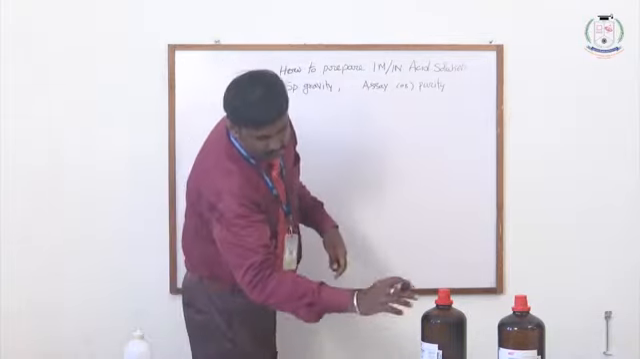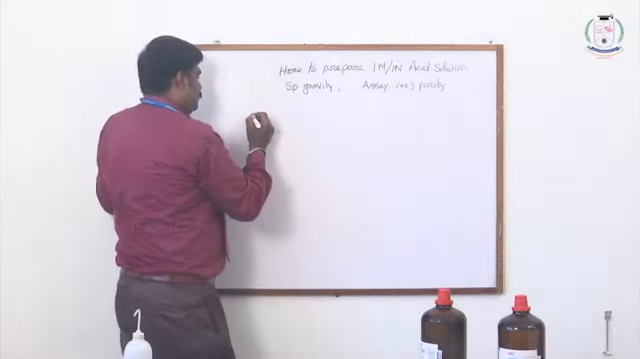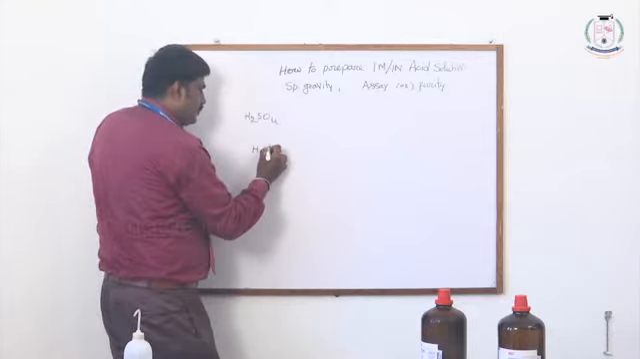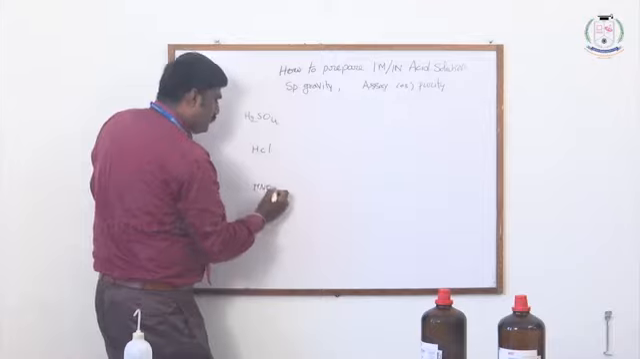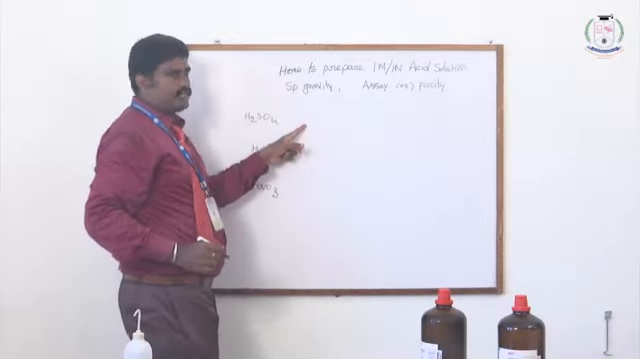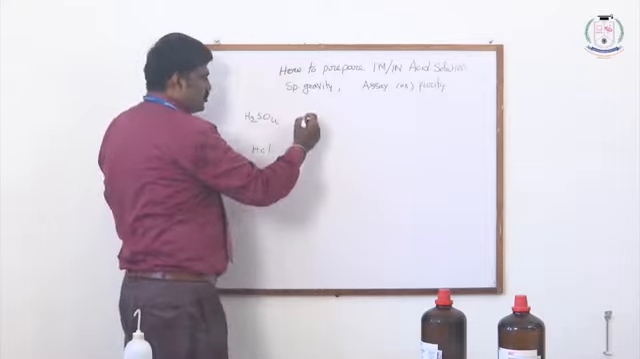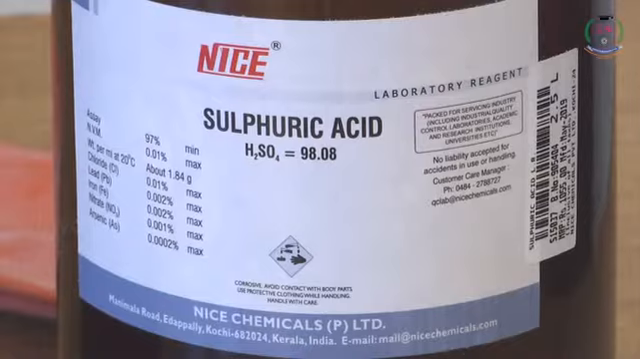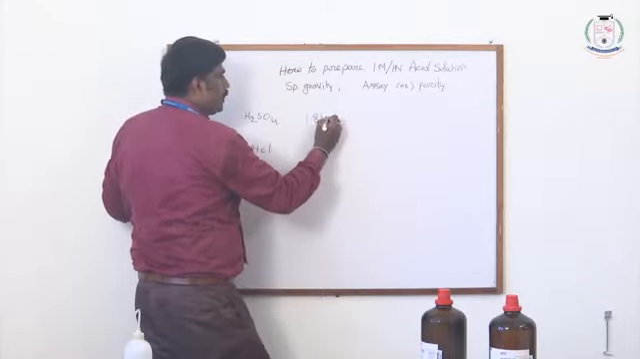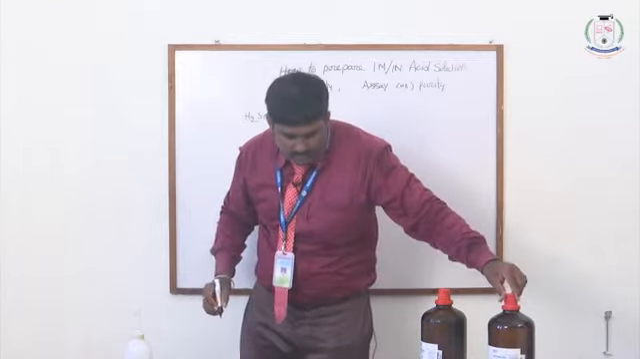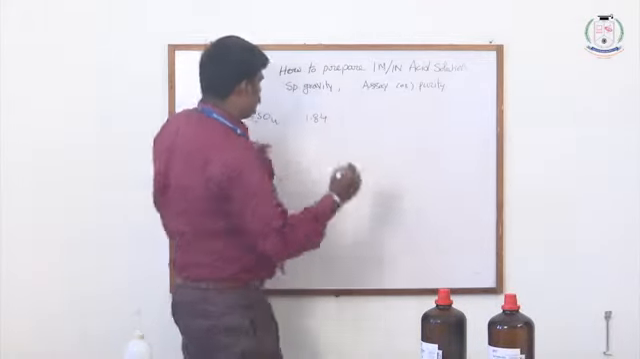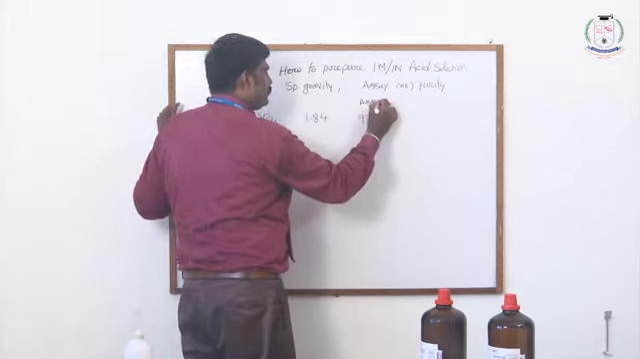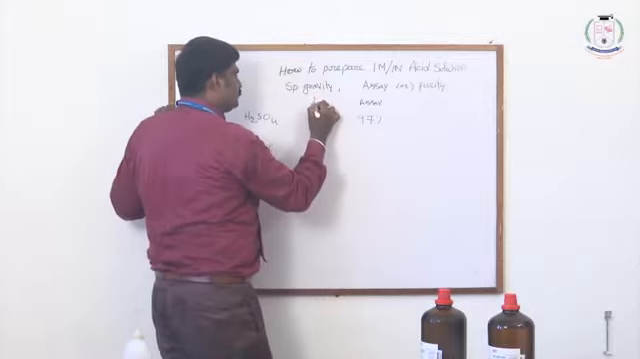For 3 acids, sulfuric acid, HCl and HNO3, we are going to calculate the strength. The specific gravity of the sulfuric acid is around 1.84, and the assay of the sulfuric acid is generally 97%. This is the assay and this is the specific gravity.